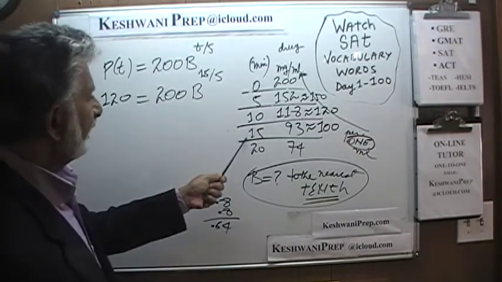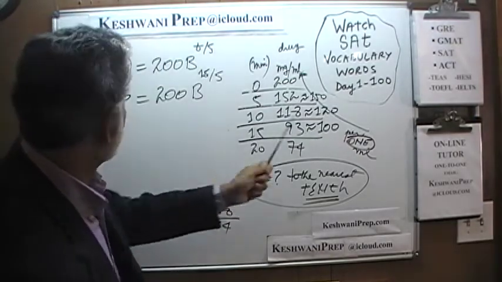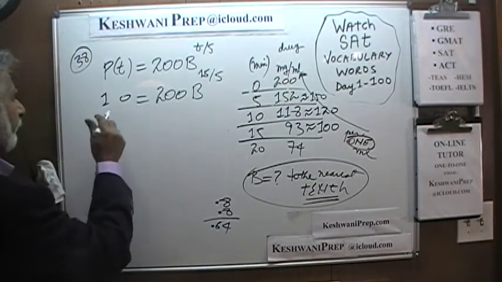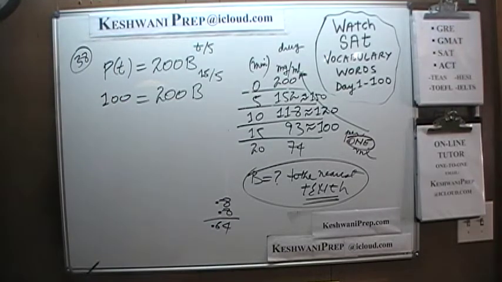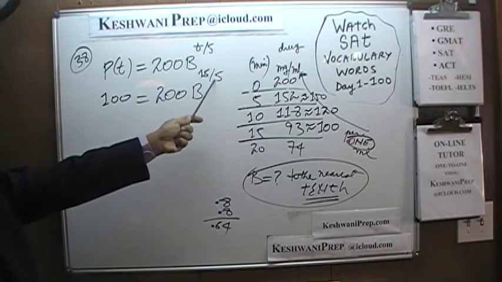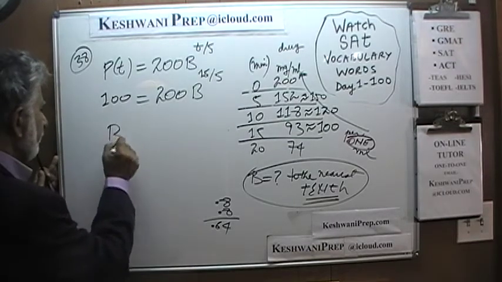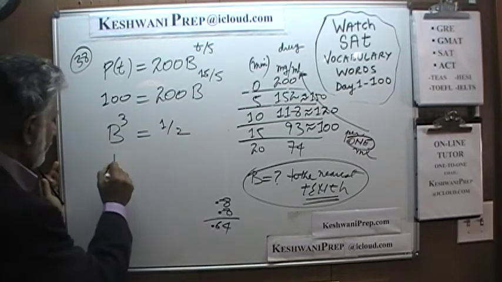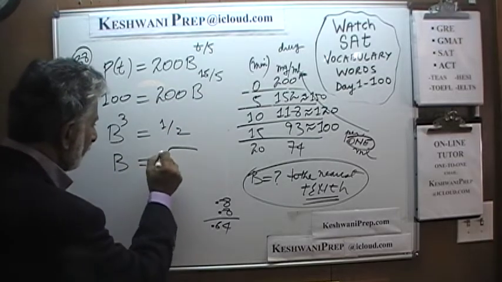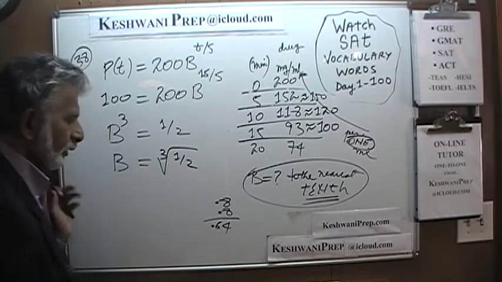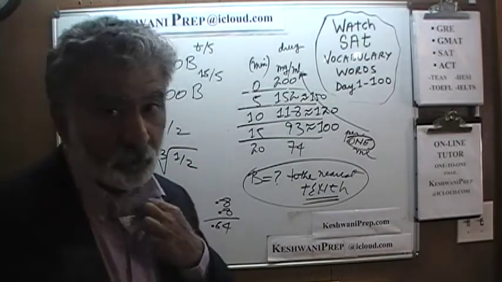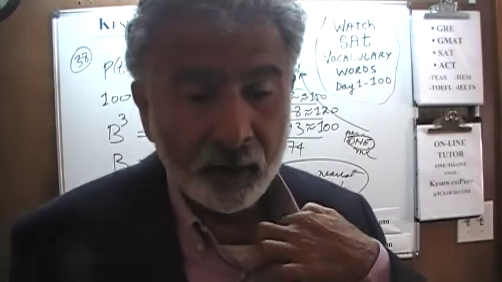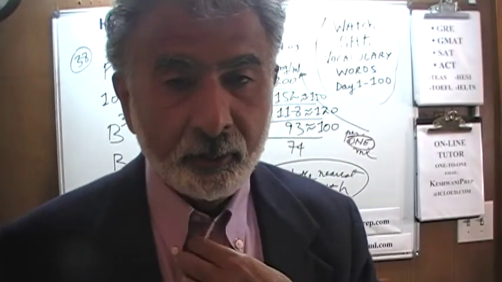So if we put 15 in here, at 15 we have 93, which we're approximating as 100. Voila. So that makes it very easy, which means b to the power 15 divided by 5 is 3, which means b cubed is equal to half, which means b is equal to the cube root of half. Now I do not know what the cube root of half is, and I'm not about to sit there and do it by hand because it will take forever.